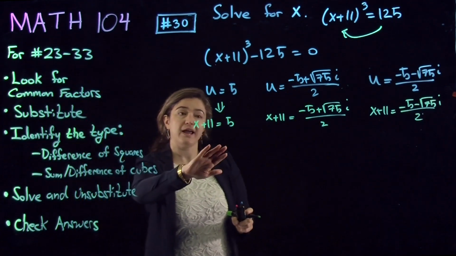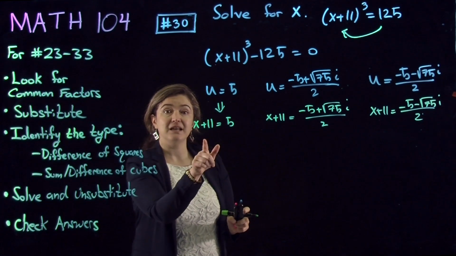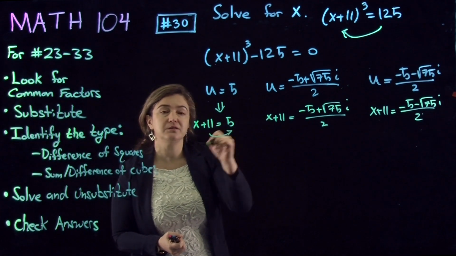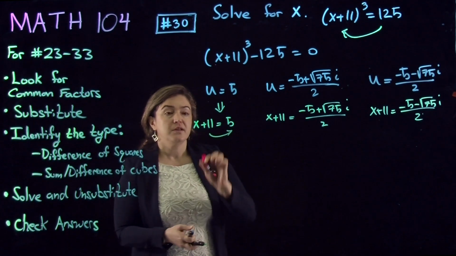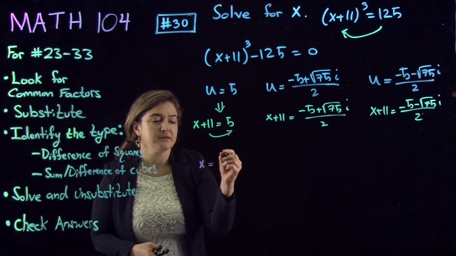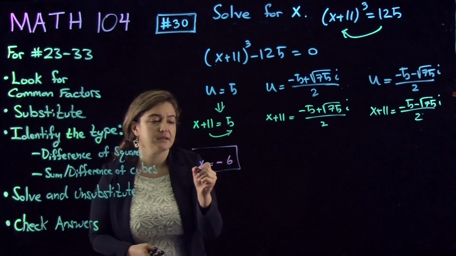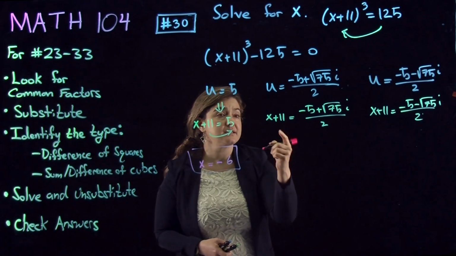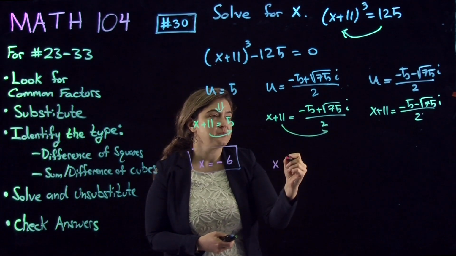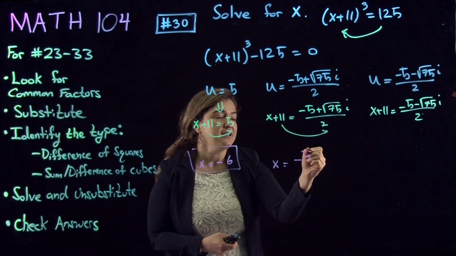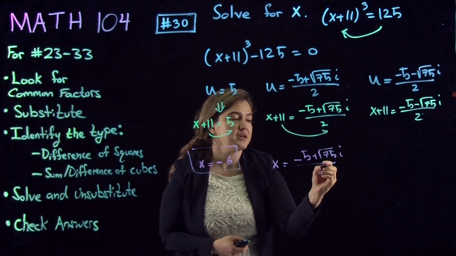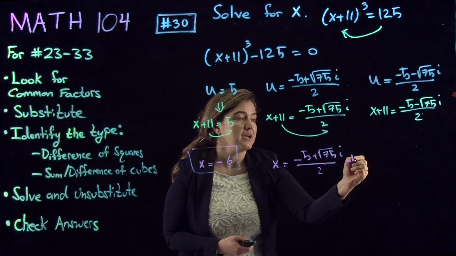Now, solving for x in the first one is just subtracting 11 from both sides. That means taking the 11 to the other side. So the first one gives me x equal to 5 minus 11, which is negative 6. The second one tells me x, again, you want to take 11 to the other side, so x becomes negative 5 plus the square root of 75 i divided by 2 minus 11.